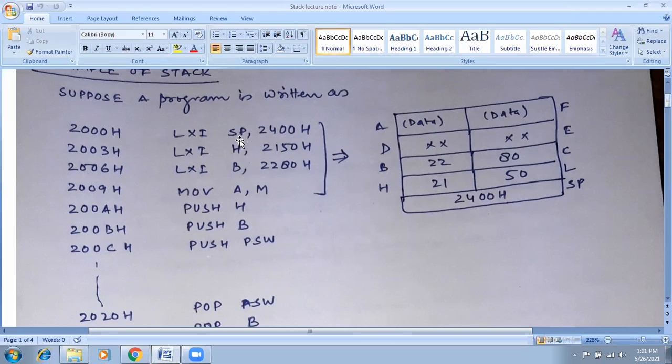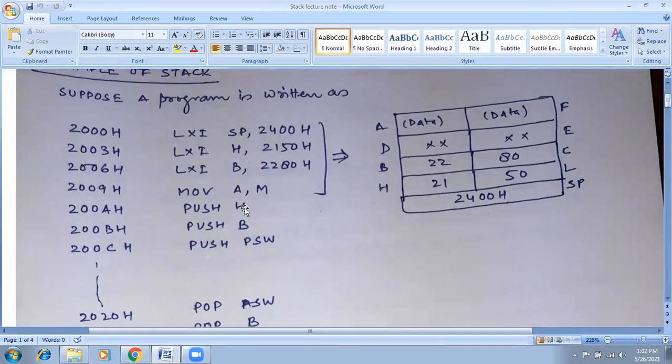Because PUSH always works with the stack. So the purpose of PUSH H is that we want to copy the content of the H register and L register into the stack. Since H and L are individually 8-bit registers, it means we want to copy two 8-bit numbers into the memory, so it will require two memory locations. And as explained in the previous lecture, how does PUSH H work? First of all, whenever the PUSH H instruction is being executed, the stack pointer content is decremented by 1.